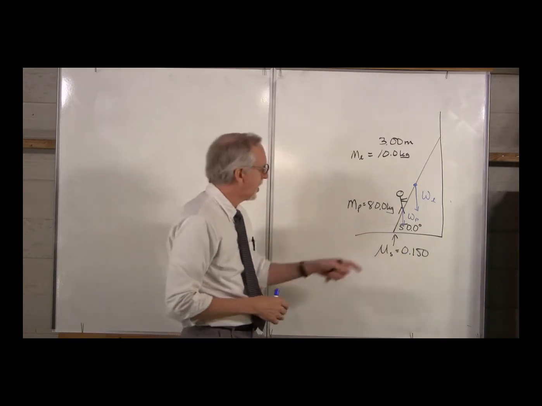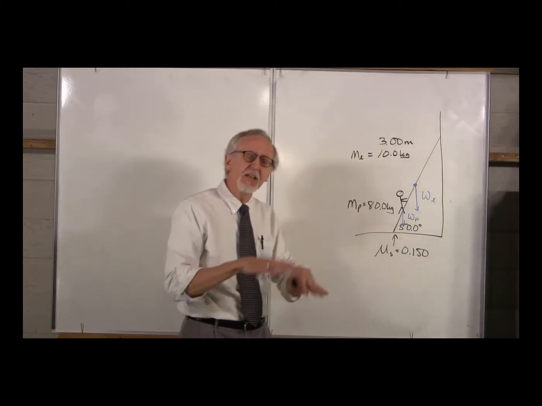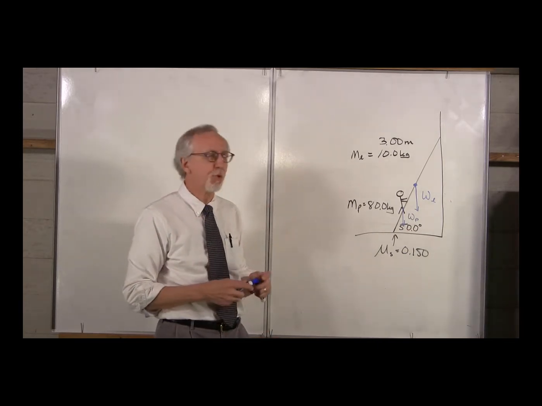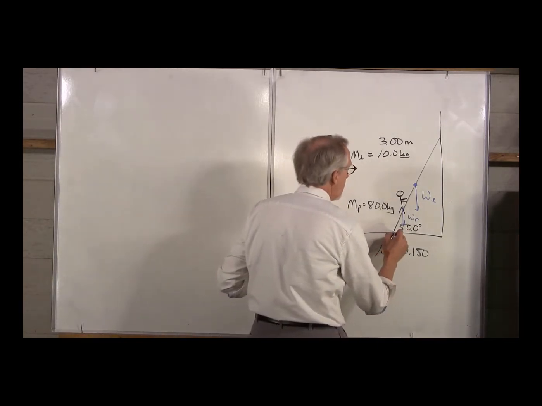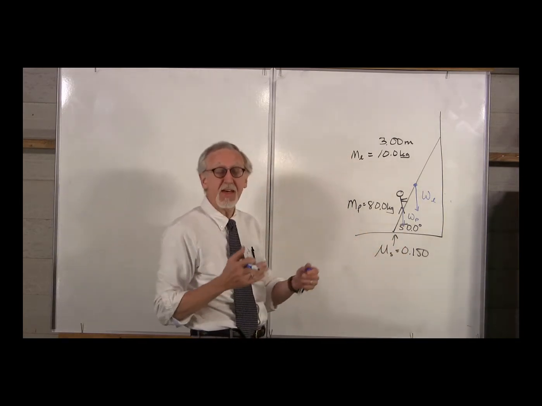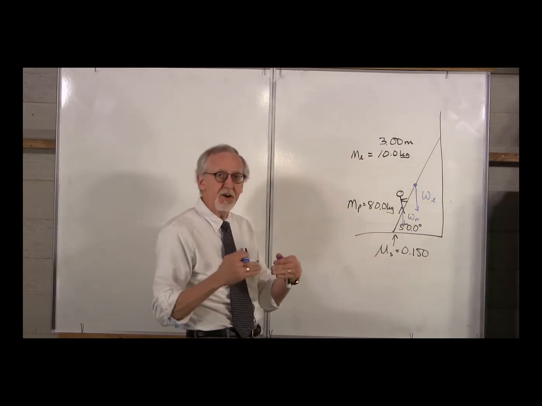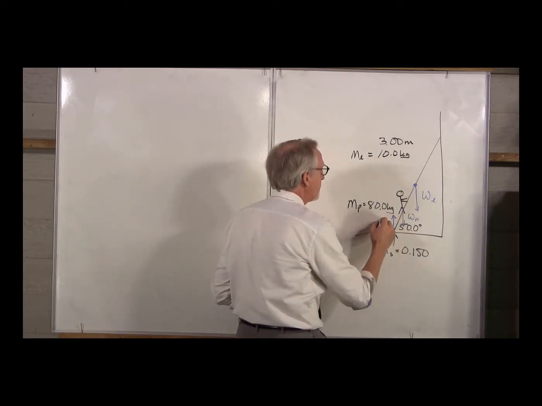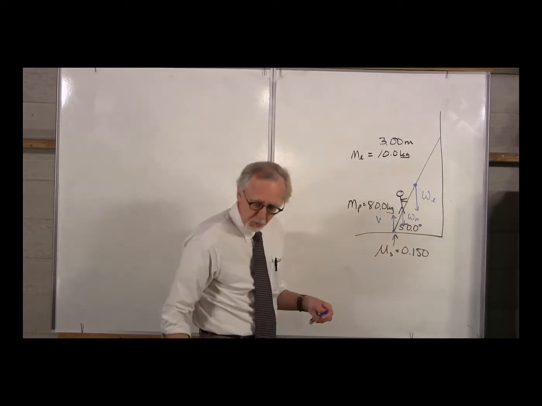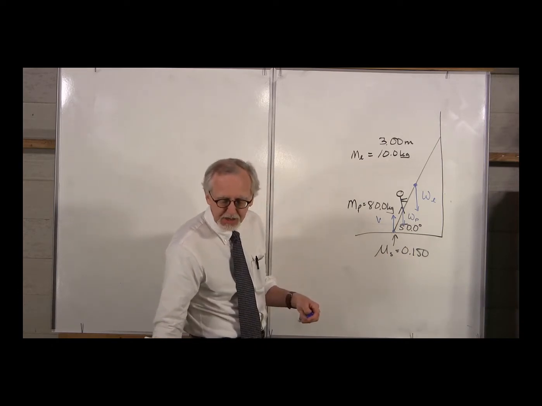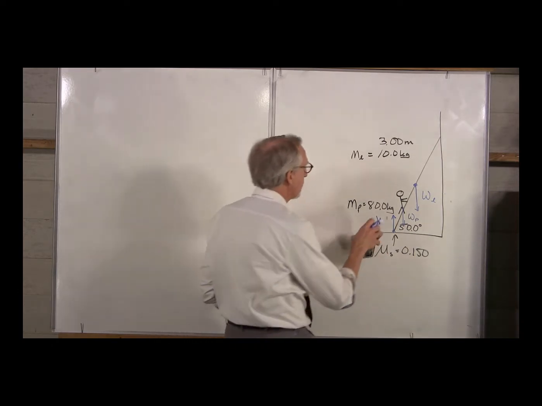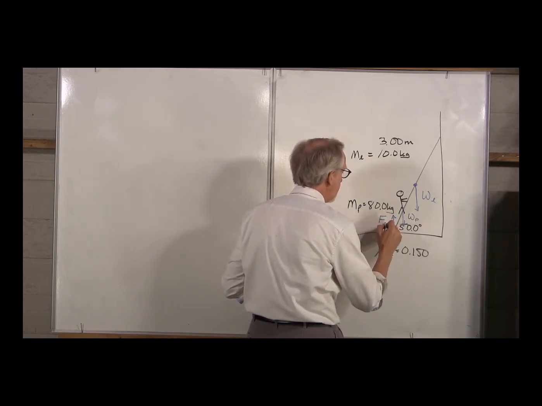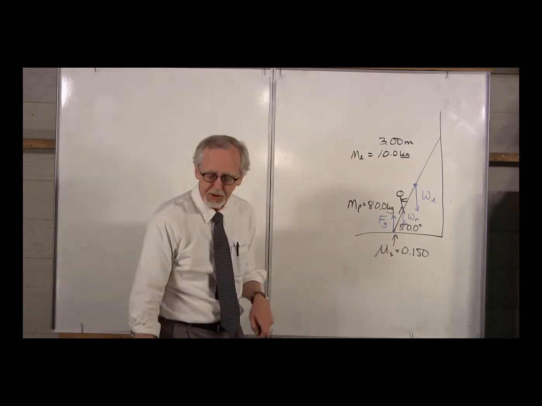What else? Well, the ladder is resting on the ground. We're going to have a normal force. So the ground is going to push upward on the ladder. Where does that force act? That acts at the point where the ladder touches the ground. So I will draw in a force upwards. We'll call this F sub G, in other words, the force from the ground.